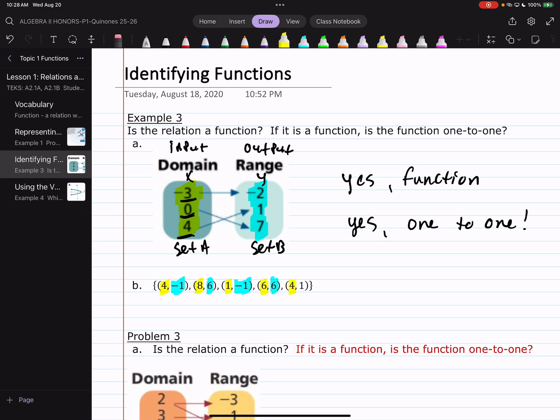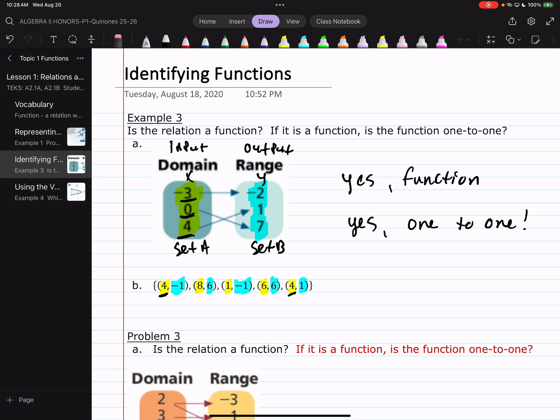But as we get to this last pair, which input ended up repeating? 4. Because my 4 repeated, not a function. Boom, done. I don't even have to worry. I don't even have to care if this is a one-to-one function. It's not even a function. So I don't bother. We're done. This is not a function because when x equals 4, y equals -1 and the number 1.